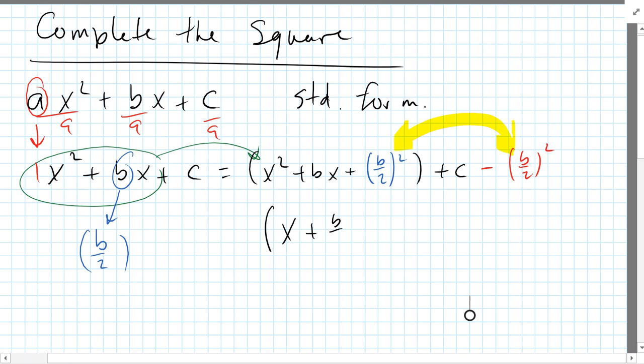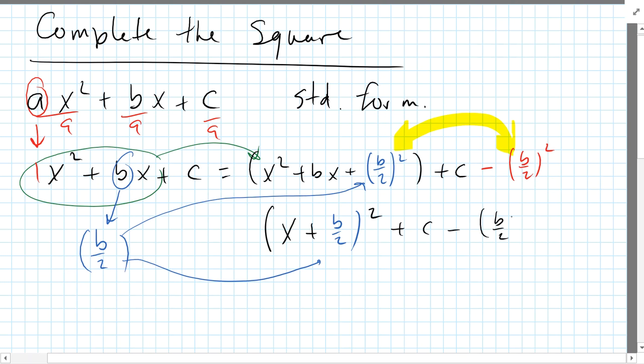Okay, so we take this and we put in the b over 2 right here. So we're using it twice. We use it once to complete the square, and once it becomes the factor. So then we have plus c minus b over 2 squared. And if this was an inverse trig, the x plus b over 2, all that squared, would be the u squared, and the c minus b over 2 squared would be the a squared.